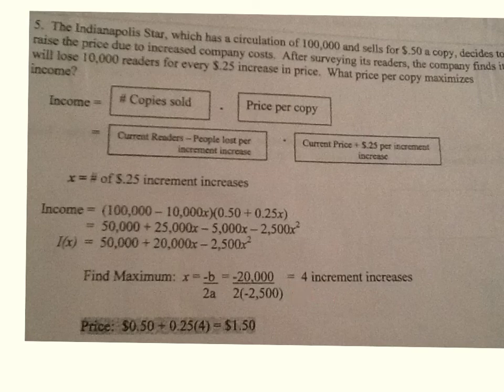4 increases. Now remember, it started out at 50 cents, plus 25 cents times the 4 increases that it needs to do to maximize its income. That new price, the price per copy, is $1.50. That's how much it should sell its newspapers for to maximize its income.